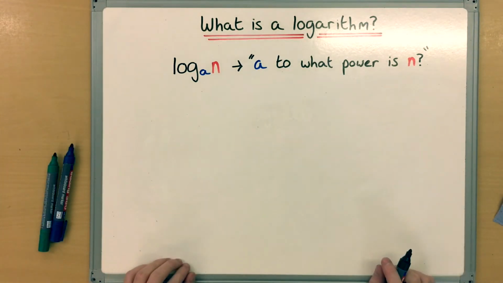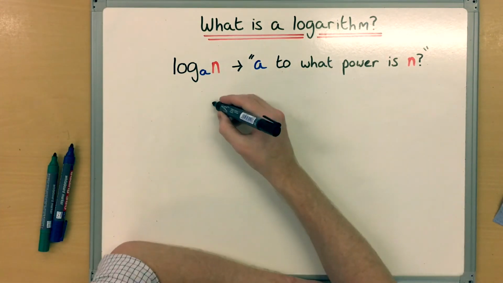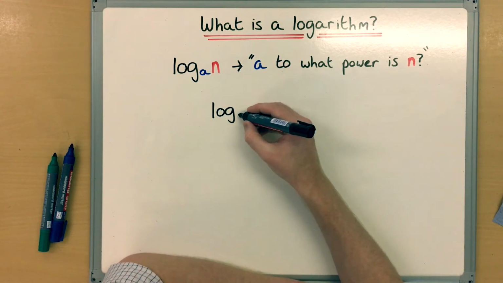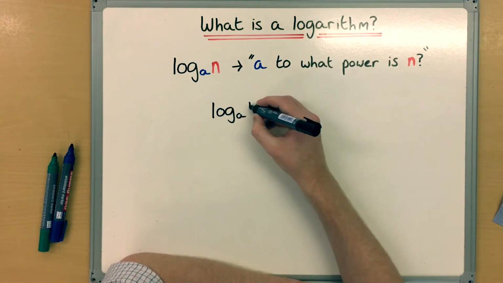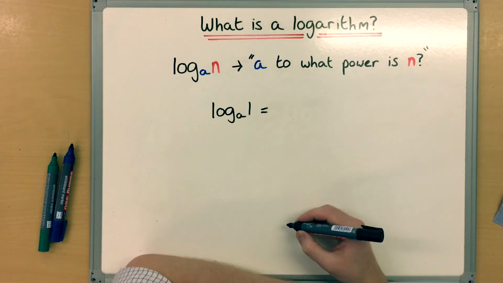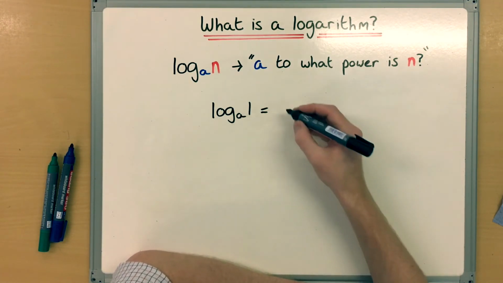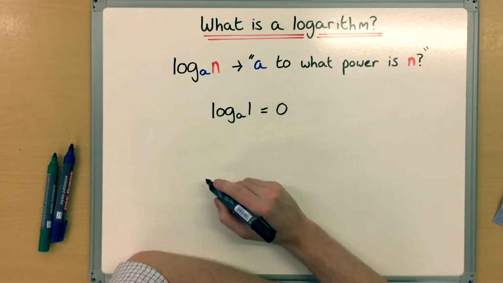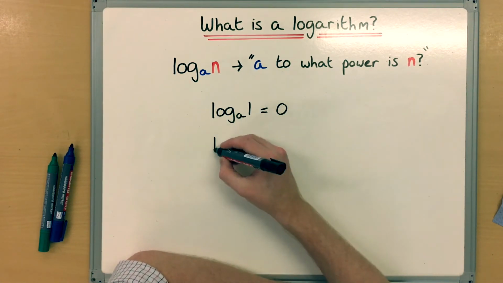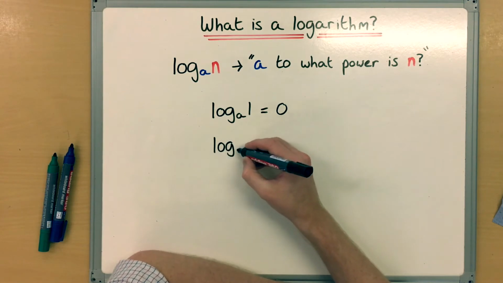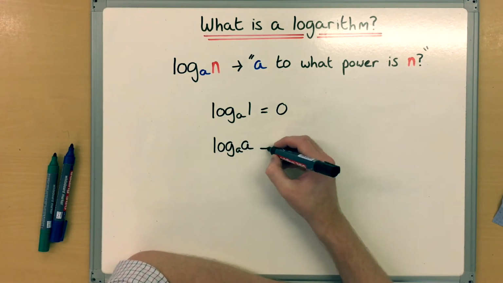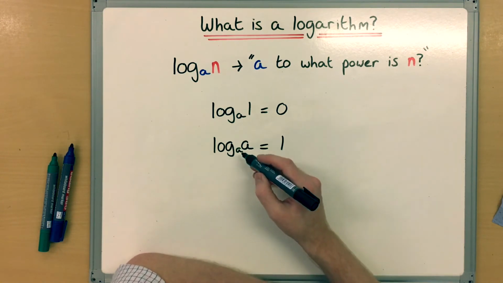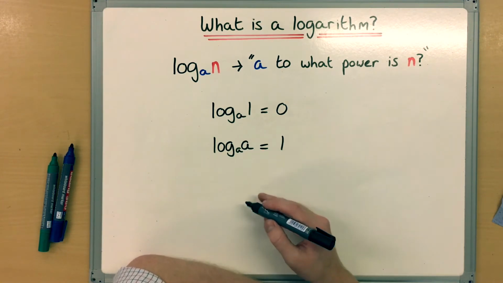So that leads us to some general rules. First one is log to the base a of 1 is always going to be 0. A to the power of 0 is what's going to give us 1. So log of 1 with any base will always be 0. The second one is log to the base a of a itself will always be 1. So if you had log to the base 7 of 7, or log to the base 23 of 23, that's always going to give you 1.